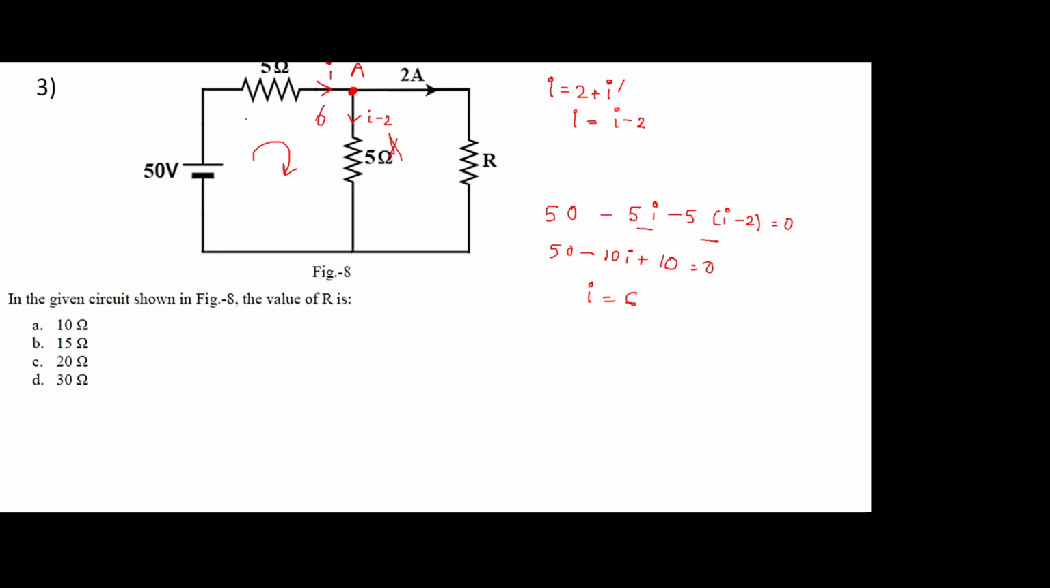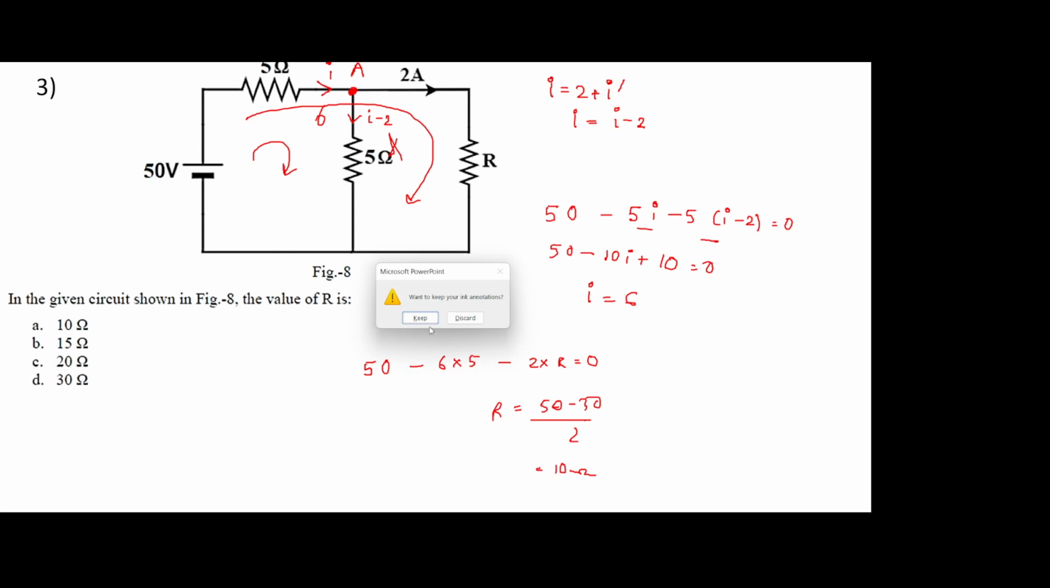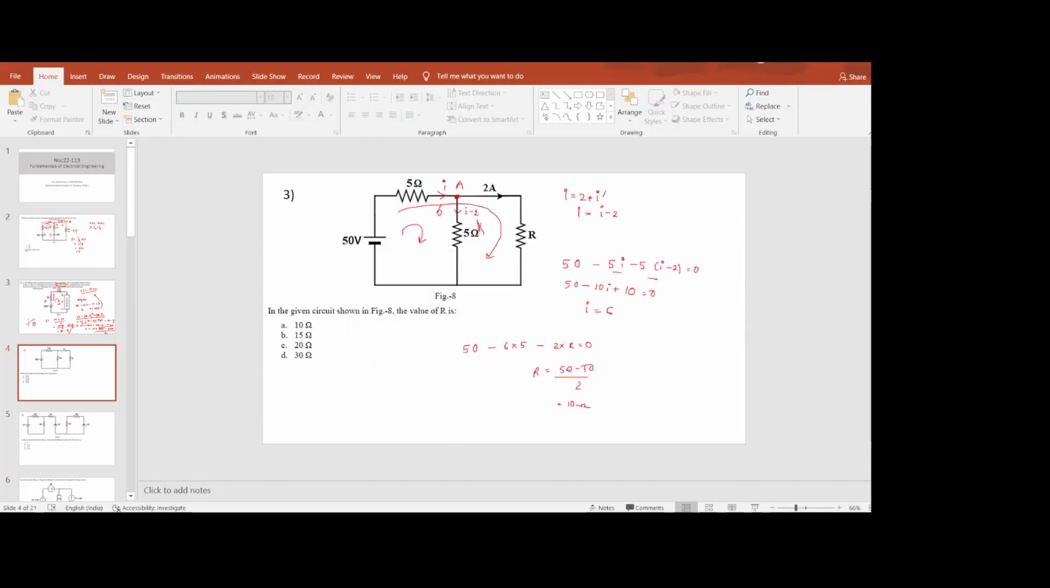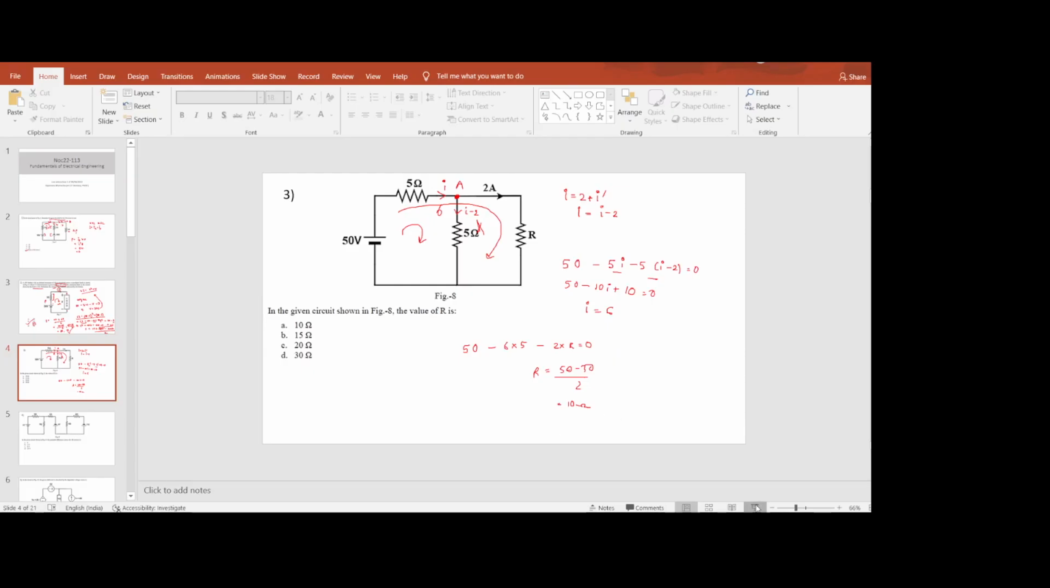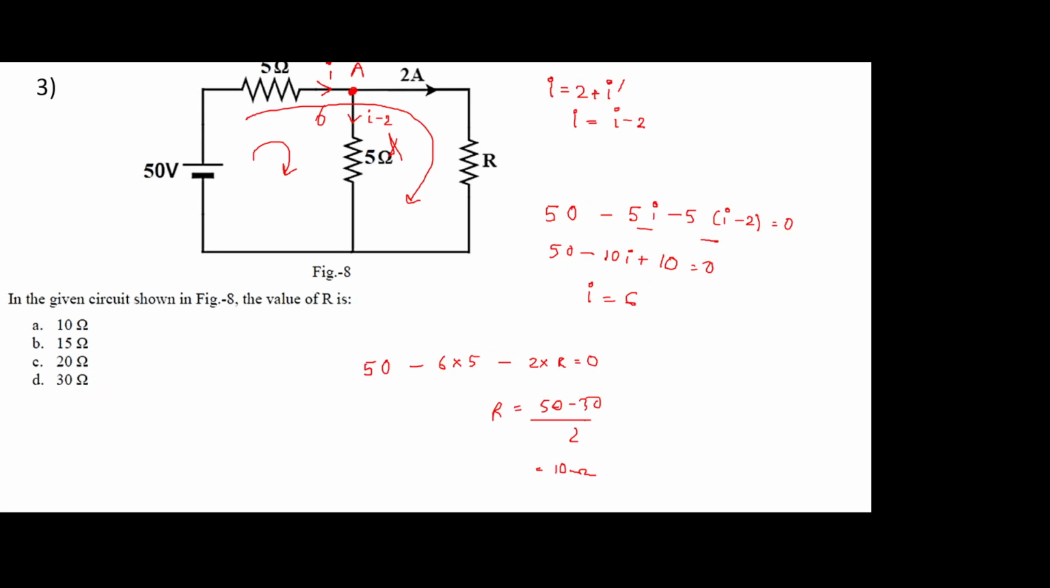Now you can apply KVL across this bigger loop to calculate R, right? So if we apply KVL across the bigger loop, it will be 50 minus 6 into 5 minus 2 into R will be equal to 0. So R comes up to be 50 minus 30 by 2. That is 10 ohm. It's pretty straightforward. I hope everyone is okay with it. If not, you can ask. Everything okay with everyone? Then we can move to the next question.